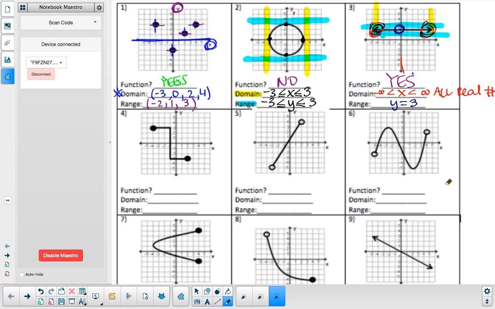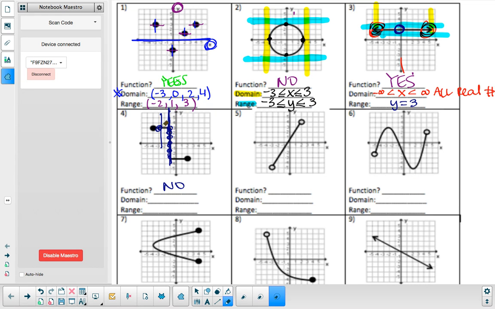Okay, so number 4. If I look at this, it still has to pass the vertical line test. So right there, it only hits once. But what happens right here? Well, it hits lots of places. So this is not a function because it doesn't pass the vertical line test right there.